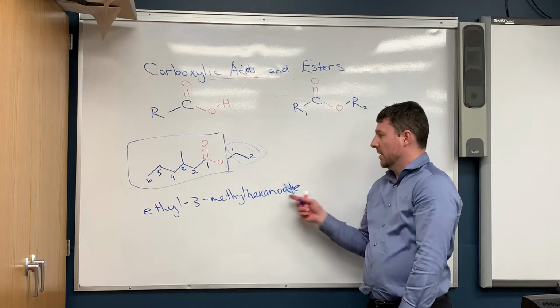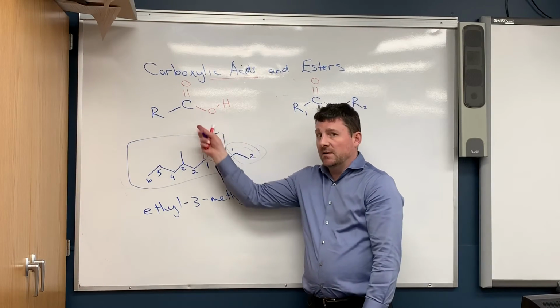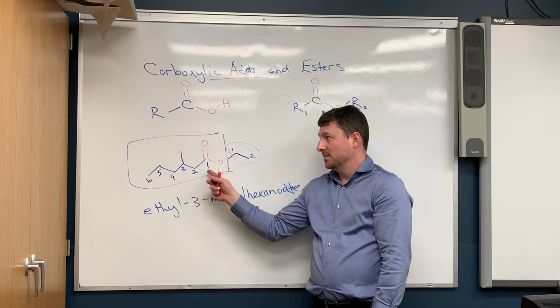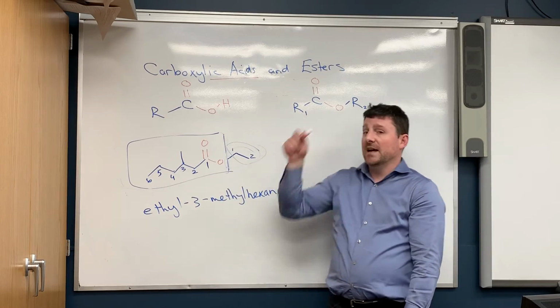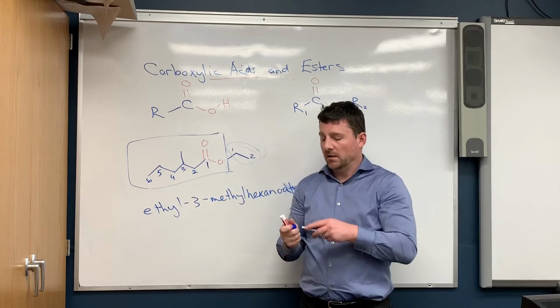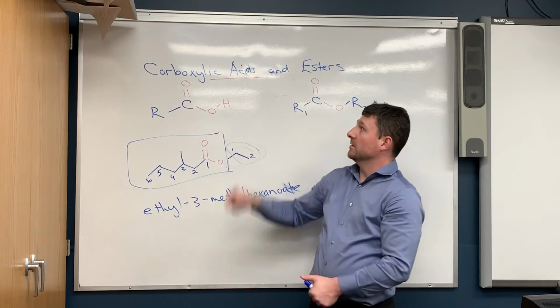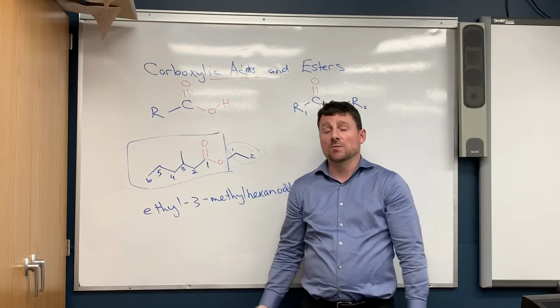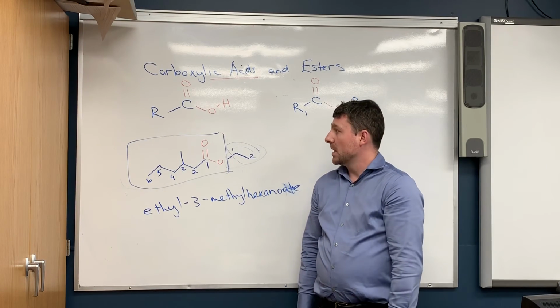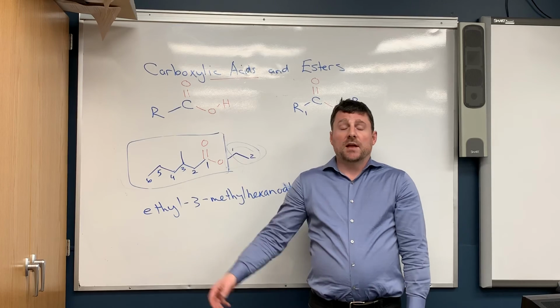So the naming of an acid, its conjugate base, and the ester are all actually related, as well as the structure of carboxylic acids and esters also being related. So it's carboxylic acids and esters.